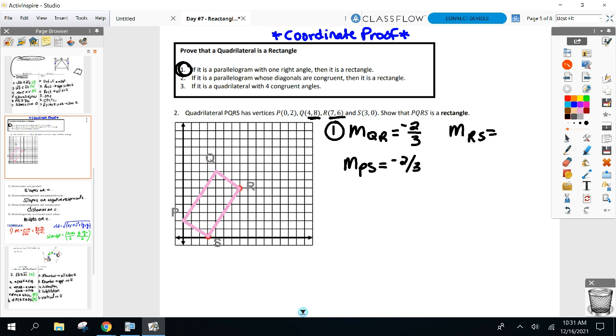What do you have? Up and over. Rise over run. 6 over 4. Is that positive or negative? Positive or negative, RS? Positive. And if you want to reduce, go ahead, 3 halves. All right, keep going. We got one more, QP.